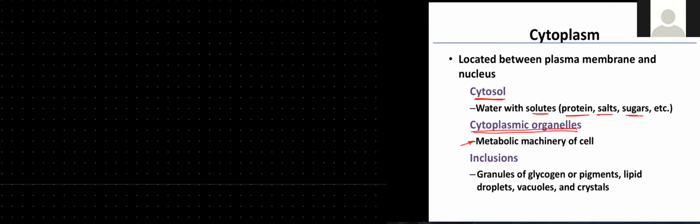And I've got inclusions, which are like the granules of glycogen or pigments, lipid droplets, crystals, vacuoles, which are not directly participating in the metabolic activities of the cell. They are rather contents other than machines inside the cell. We classify the cytoplasmic organelles into two major groups.